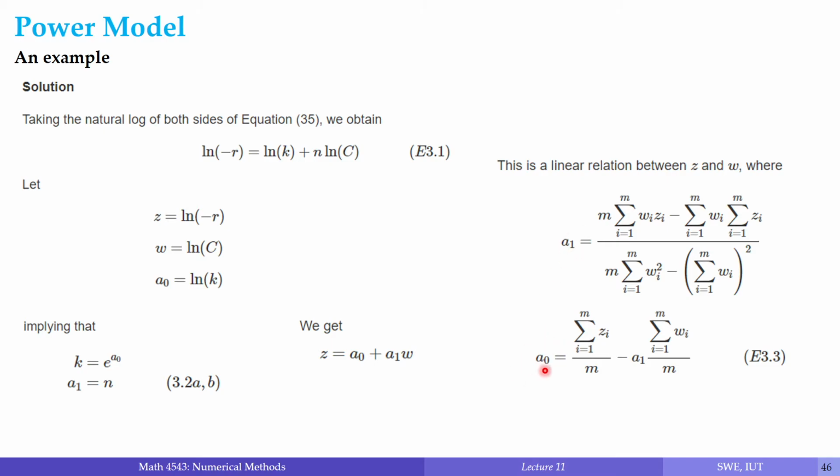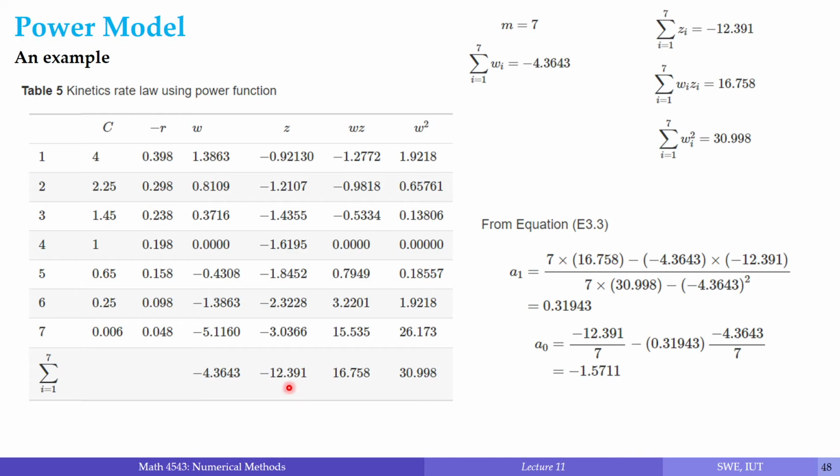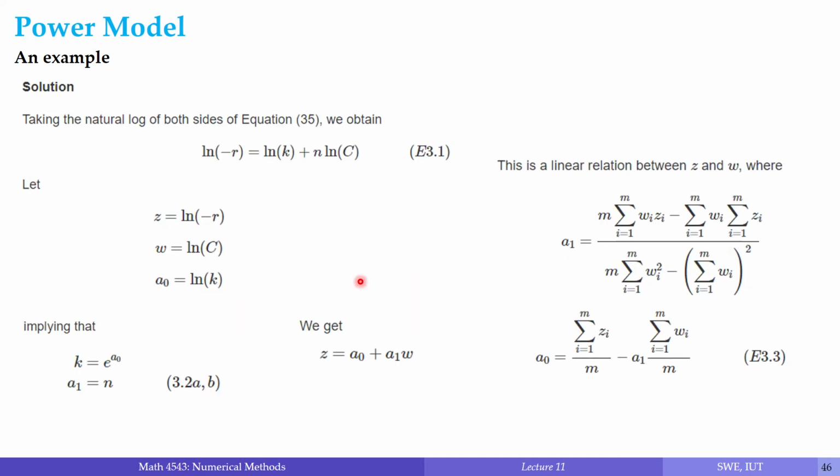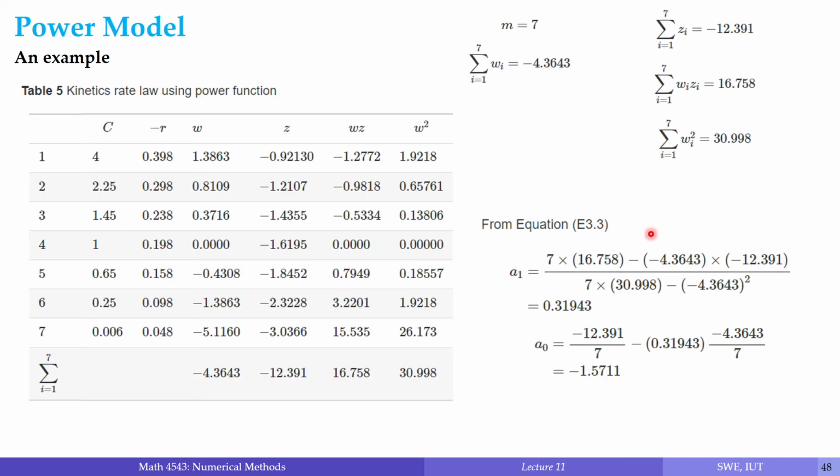And after we find the value of a naught and a1, we just use these two relations over here and find the corresponding values of n and k. n is the order of the reaction in this example, and k is the rate constant. Fine. So in order to find the values that we have to plug into these formulas, we have to construct this table.